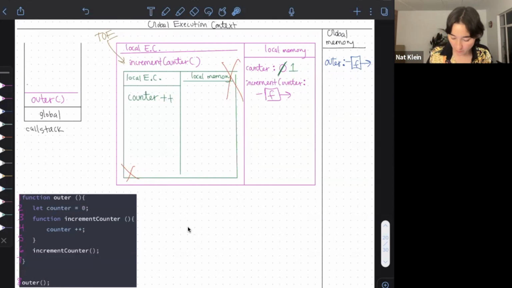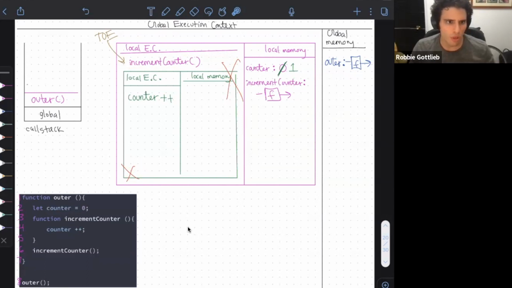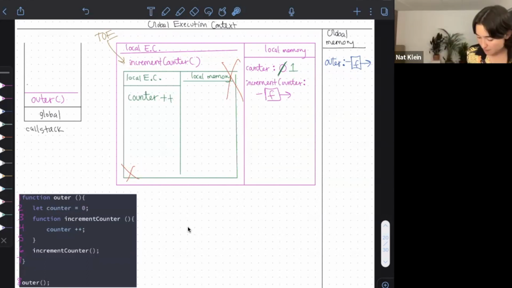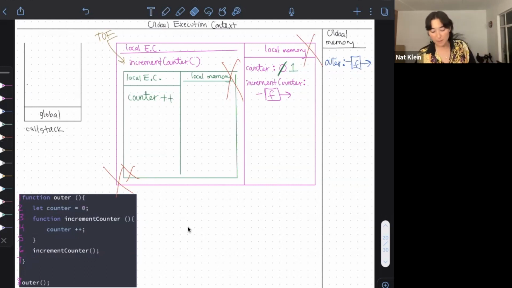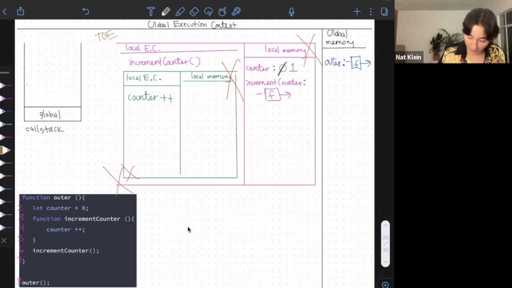So now we're back in the pink execution context. Is there any more code left to run within outer? No, there isn't. Correct. The whole reason we opened that green inner execution context was because we were invoking increment counter on line 6. We hit line 7, and the function is done. So this local execution context for outer is also going to be garbage collected, and the associated stack frame will be popped off of the call stack. So we are now back out in our global execution context.